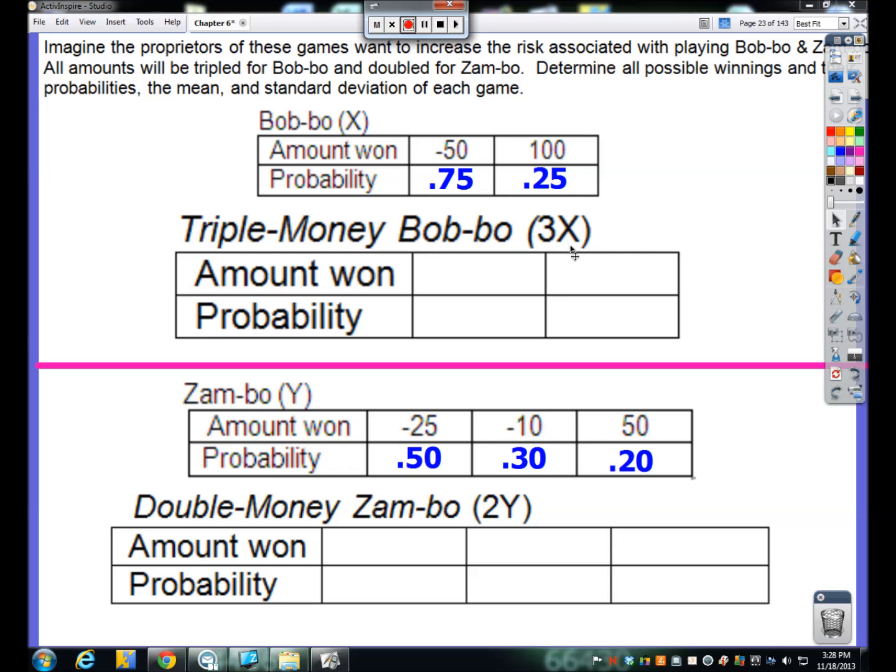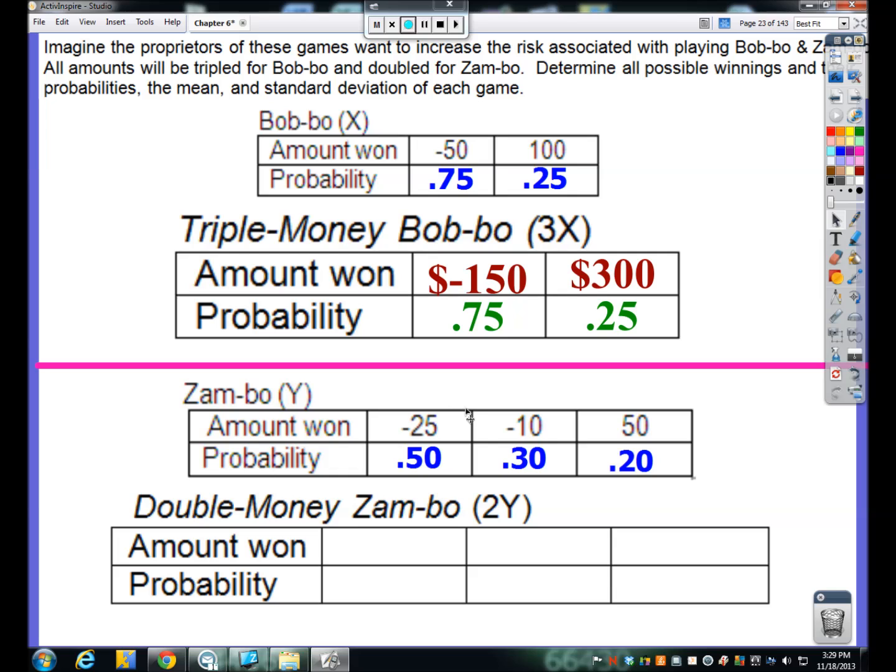So if we're going to play triple money Babbo, then we can consider this 3 times our previous regular version Babbo game. So if before we could lose up to $50, now we can lose up to $150, but still with the same probability of 75%. And instead of winning $100, we could now win $300, still with a 25% probability.